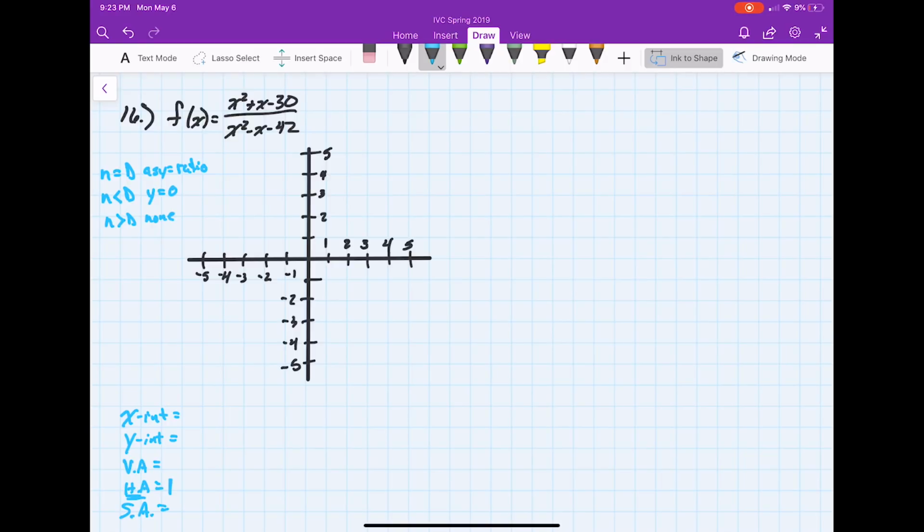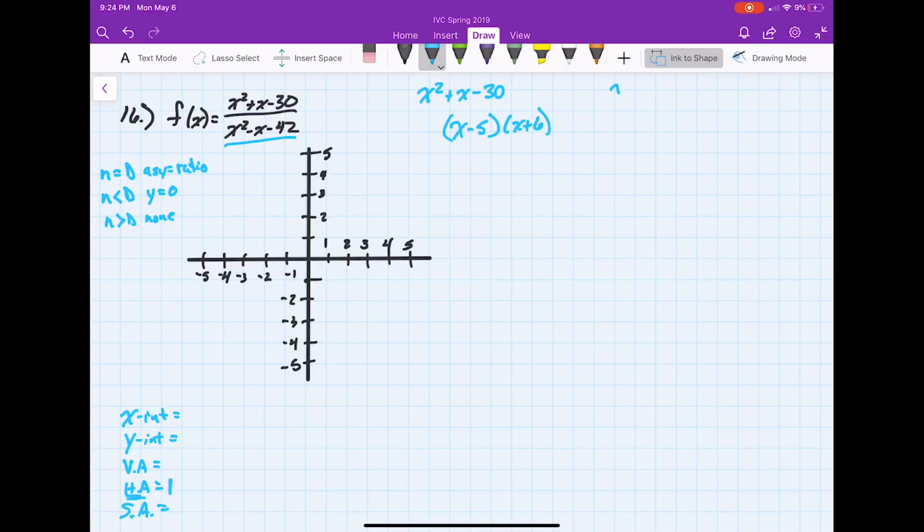To figure out the rest of this, we need to factor both the numerator and the denominator. So we have to fully factor everything. So let's factor our numerator. Well, 5 and 6 will give me 30. And if I'm at 5, is it negative 6? No, because that would give me negative 1. So this is going to factor to x minus 5 and x plus 6. That's my numerator.